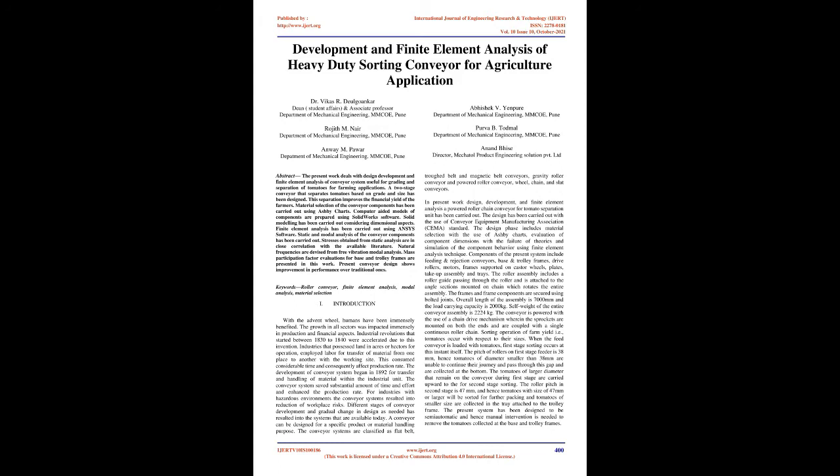The development of conveyor systems began in 1892 for transfer and handling of material within the industrial unit. The conveyor system saved a substantial amount of time and effort and enhanced the production rate. For industries with hazardous environments, conveyor systems resulted in reduction of workplace risks. Different stages of conveyor development and gradual change in design as needed have resulted in the systems that are available today. A conveyor can be designed for a specific product or material handling.